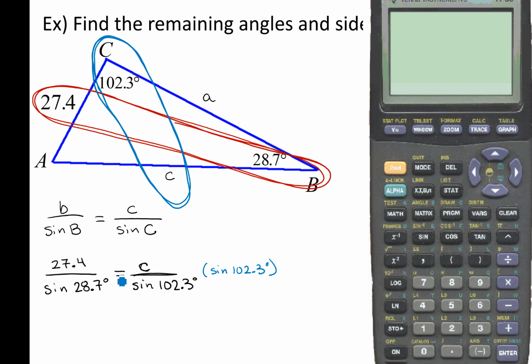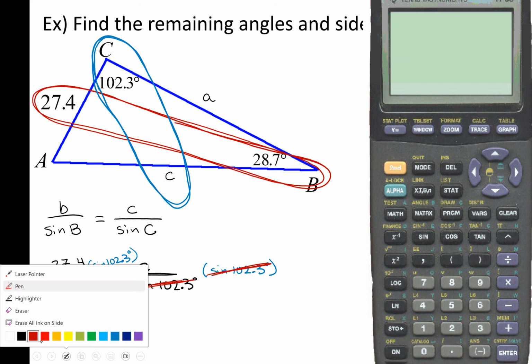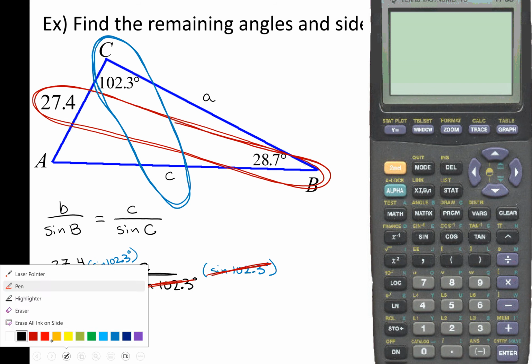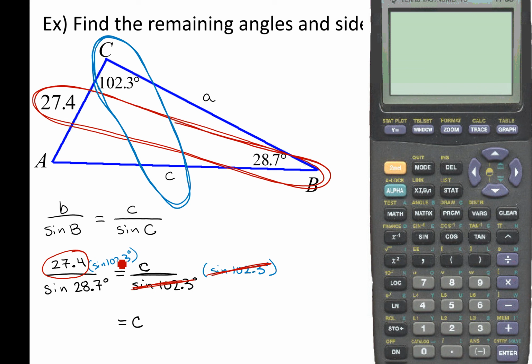And I'm going to do it over here also, sine 102.3 degrees. So if I do that, my sine of 102.3 degrees will cancel, and that will leave me with just the value of C. And C is equal to what? Well, C is equal to all of this over here. C is equal to 27.4 times sine of 102.3 degrees divided by, and this is on the bottom, sine of 28.7. So that's all I'm going to have to do, and I'm going to do all that in your calculator.